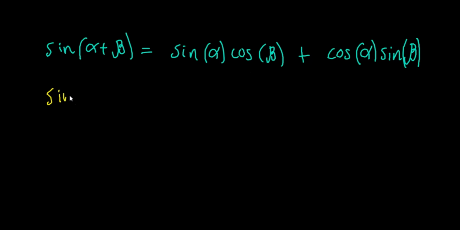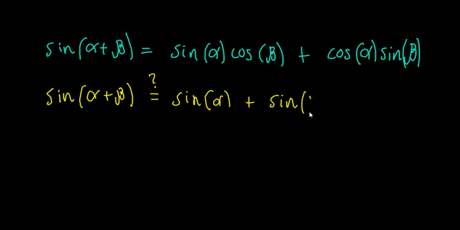Well, maybe sine of alpha plus beta is equal to sine of alpha plus sine of beta. This is a natural first guess for sine of alpha plus beta. And it turns out that this isn't true. Actually, let's say that alpha is equal to beta, which is equal to pi over 2.